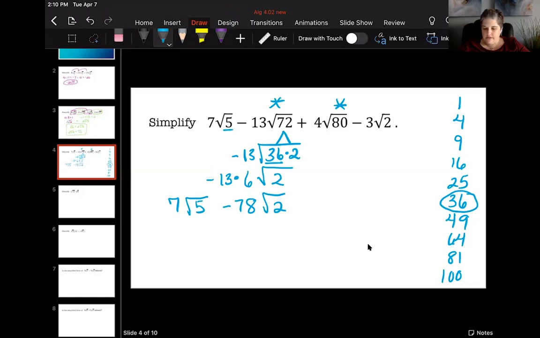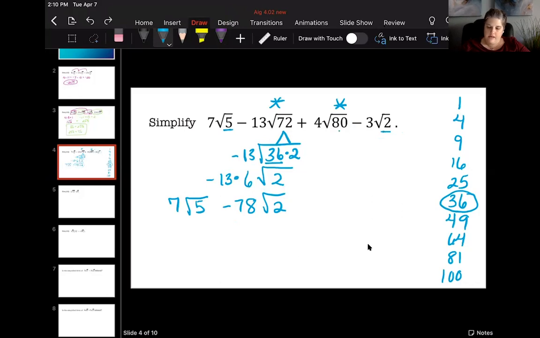So there's a 5 here and there's a 2 here. So we know that there has to be one of those two or both of them will have a match to be able to add or subtract with. So this 7 square root of 5 so far does not have a match, but this negative 3 square root of 2 over here has a match with the negative 78 square root of 2. So those two I can combine in the end. So that means my 80 must be the one that combines with the 5.